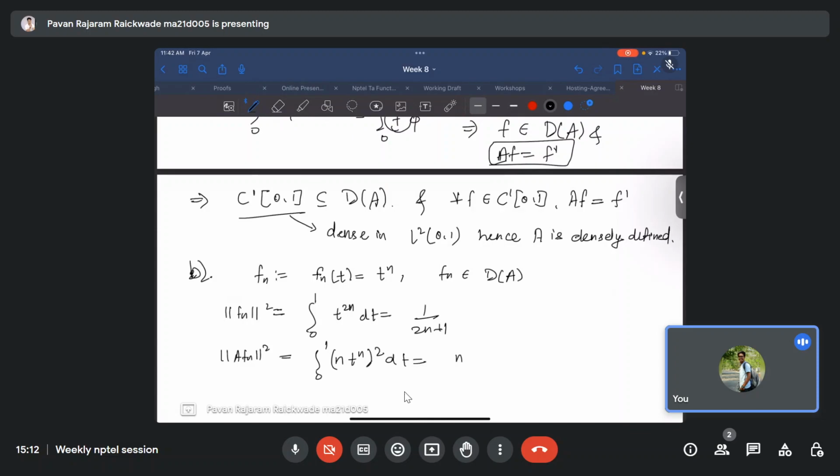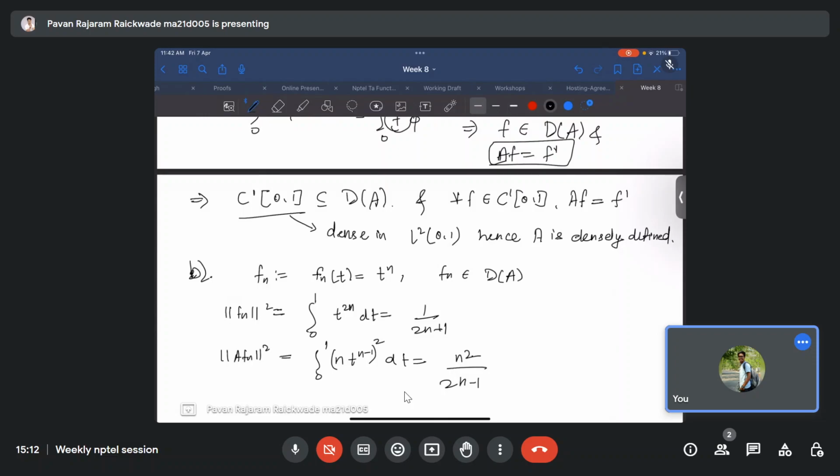So this will be n squared upon 2n plus 1. Oh, wait. This is n minus 1, right? Yeah. Then this will be n squared over 2n minus 2 plus 1, which is 2n minus 1.